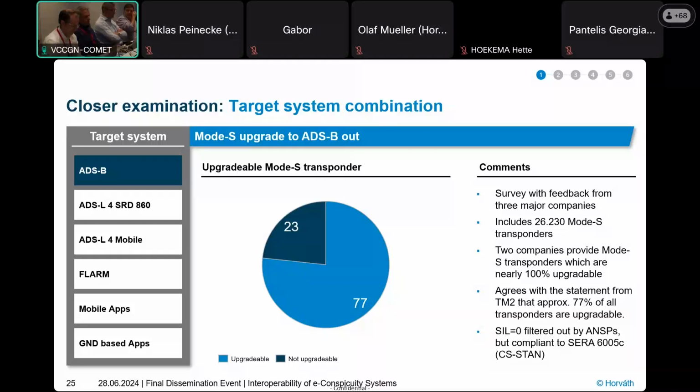What could be a solution for the upgrade of systems that are not upgradable from Mode S to ADS-B? It could be supplemented by low power ADS-B, and we need an exception in the EASA member states for that because it does not meet the ETSO standards.